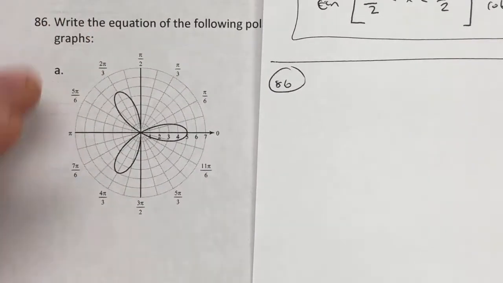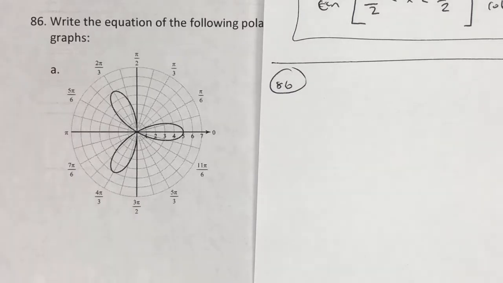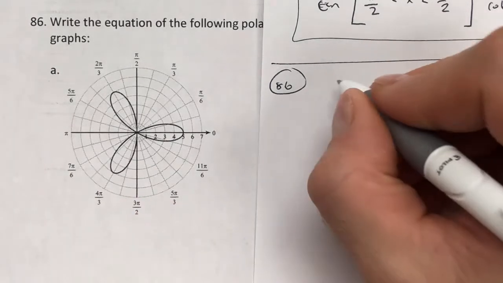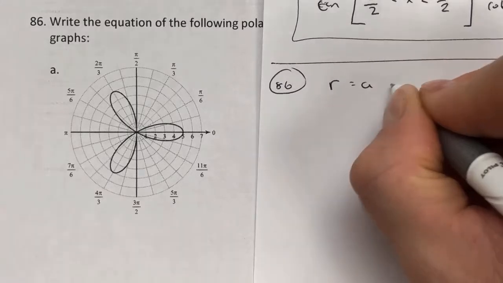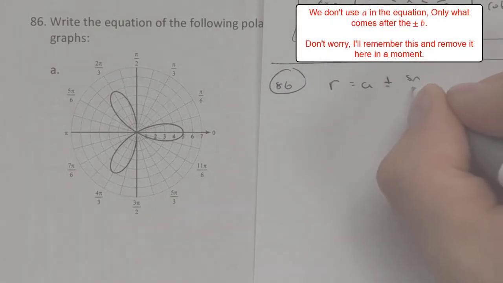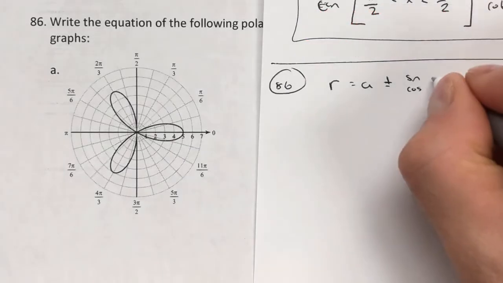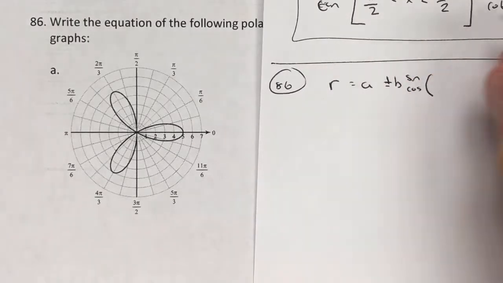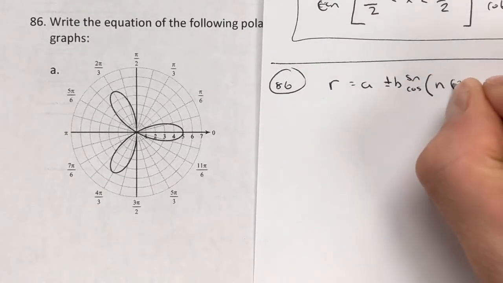Okay, we wanted to write the equation of the following graphs. Okay, so this looks like a polar graph. It also looks like a rose petal graph. So with the rose petal graphs, we know that it's going to be r equals a plus or minus either sine or cosine, depending on which area it's going to be centered in. And then we're going to call this b times that. And let's call this n theta.